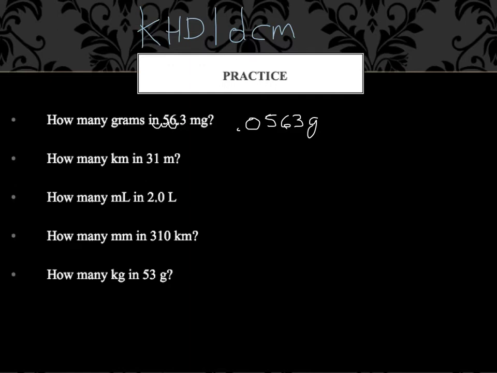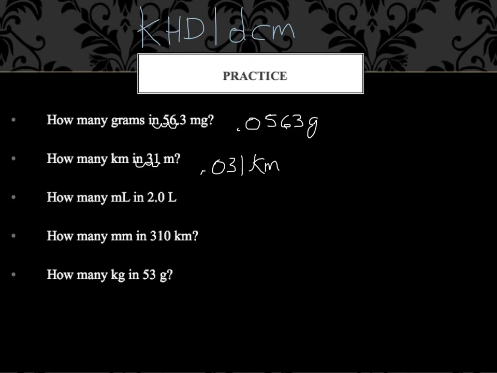We can do the same thing if we want to go from meters into kilometers. So this time we're starting on the base unit because we've got 31 meters and we want to turn it to kilo right there. So 1, 2, 3 places to the left, which means that we would take our decimal again right there behind the 1, 1, 2, 3 places left. So 0.031 kilometers.